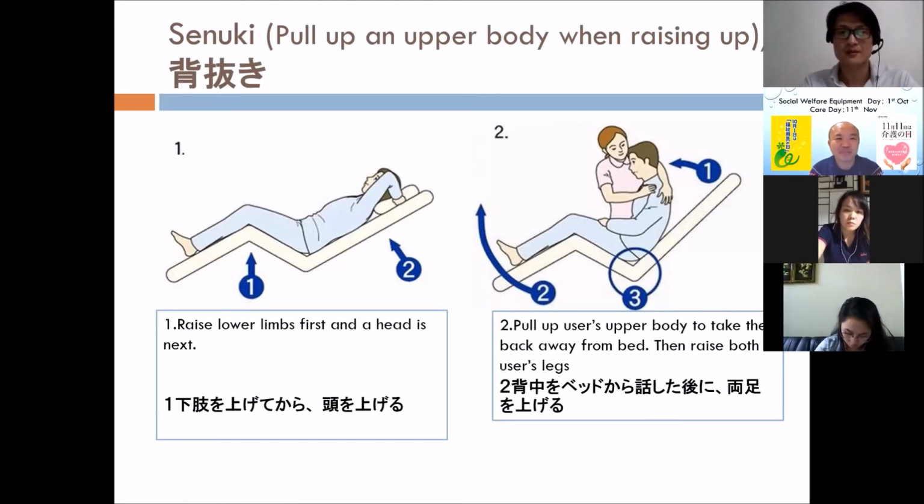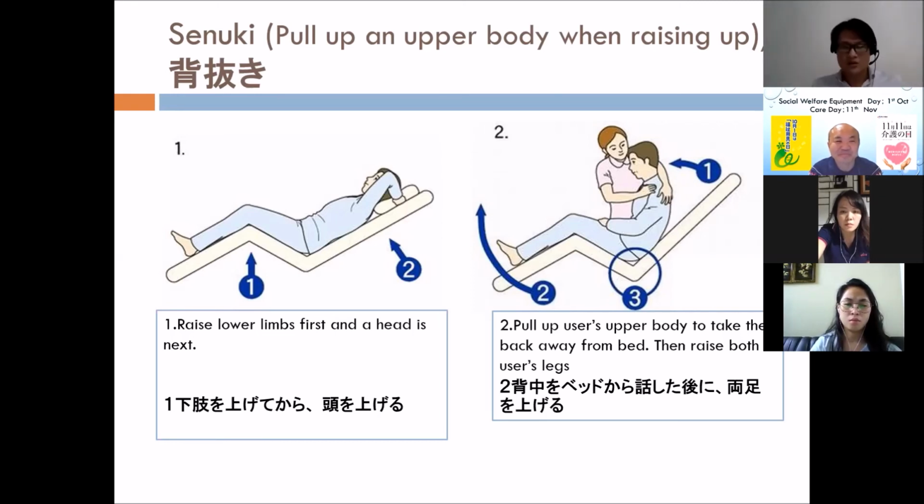In Japan we have a special bed, and we use the remote controller to let the elderly get up. But for them, they feel discomfort in the back. That's why we have to do senuki, pulling up the upper body when raising the bed, so that they can sleep well. Okay, thank you very much.